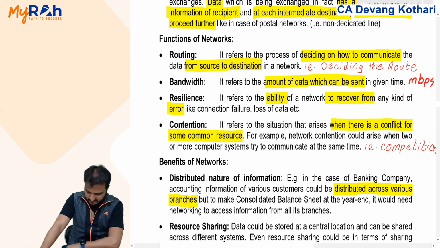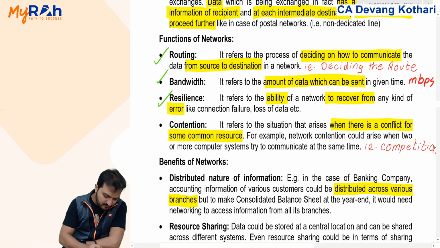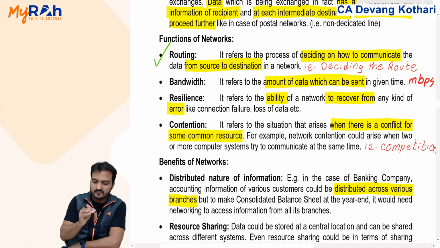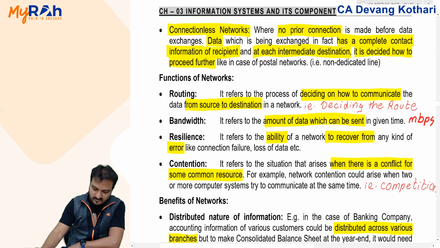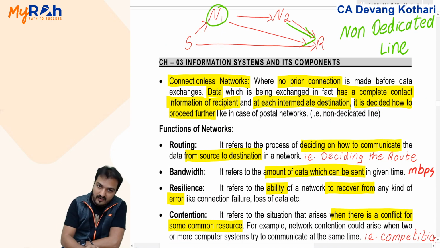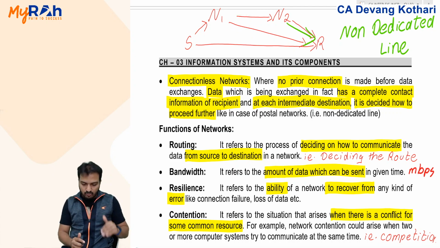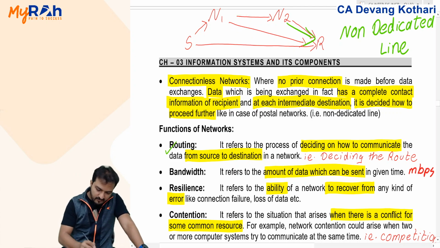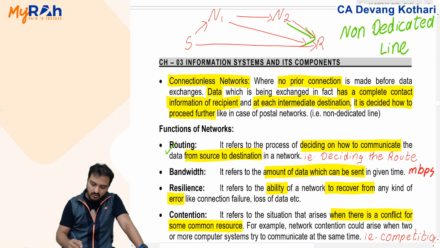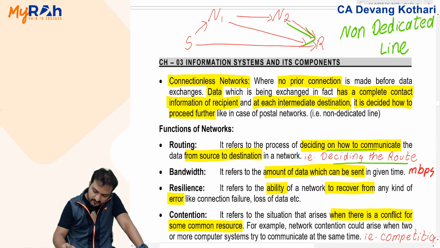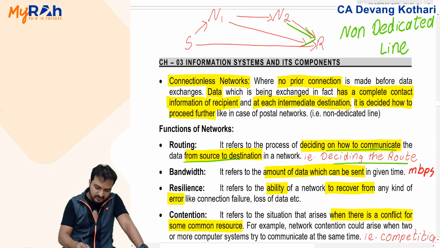Within networks, we also learned further functions of networks, like routing, bandwidth, resilience, contention. Each word is a technical term. Routing is basically the act of deciding the route. Whenever my data reaches node 1, node 1 will decide where the data will be sent further. If node 1 is deciding the route, then node 1 becomes a router. Routing is the task of deciding how to communicate the data from source to destination, how to make the data reach from sender to receiver.